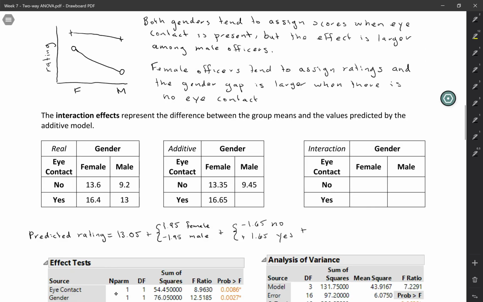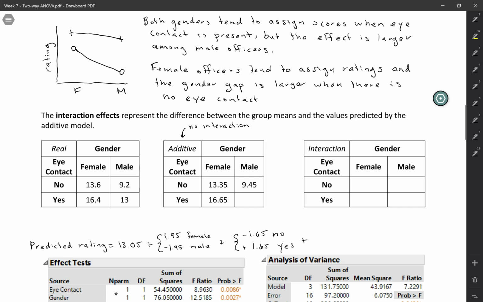First, let's think about how we would modify that additive model to take into account interactions. So basically, the interaction effects are the difference between the group means from the real data, just calculating the averages, and the values predicted by the additive model. So I've got the real group means here. Remember, when we say the additive model, we mean the model with no interaction.